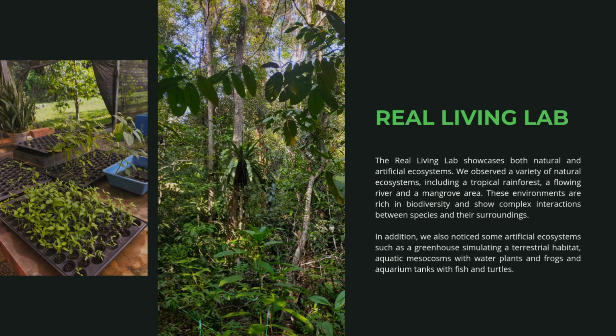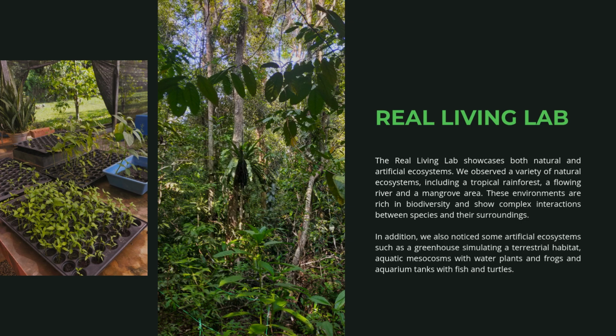Now, let's talk about the ecosystem we explored. The Real Living Lab showcases both natural and artificial ecosystems. We observed a variety of natural ecosystems, including a tropical rainforest, a flowing river, and a mangrove area. These environments are rich in biodiversity and show complex interactions between species and their surroundings.